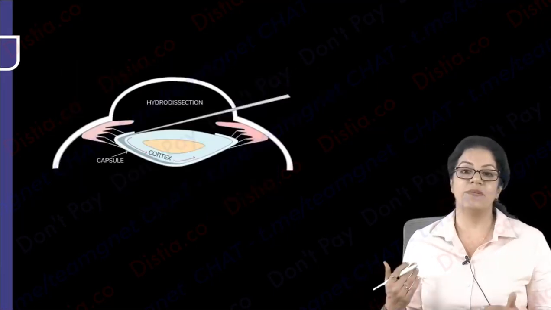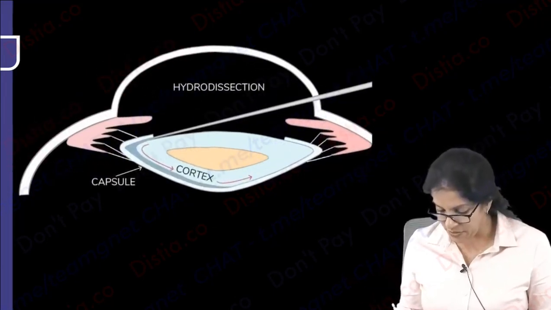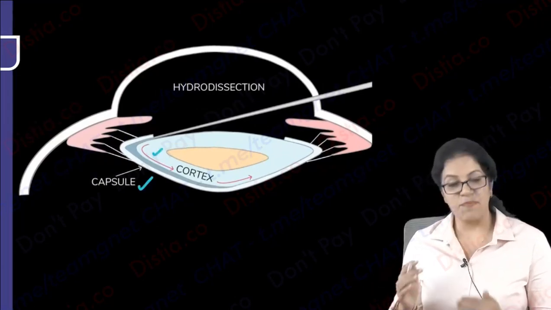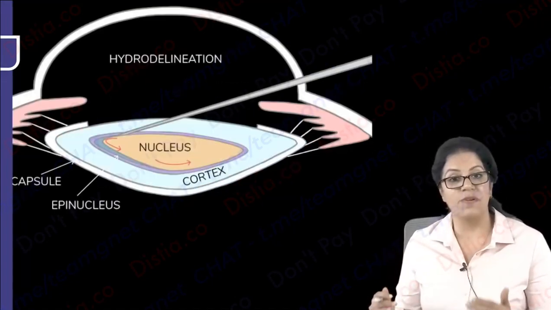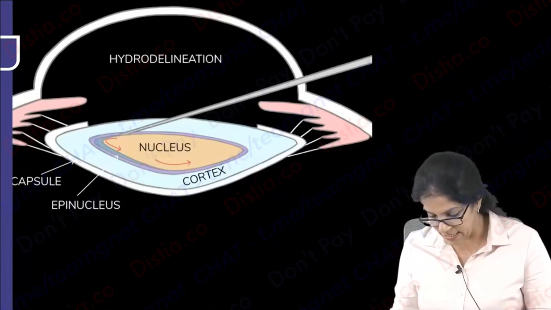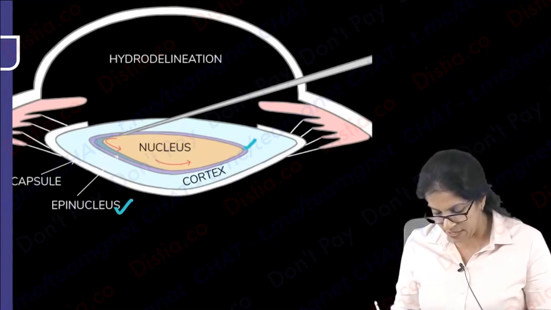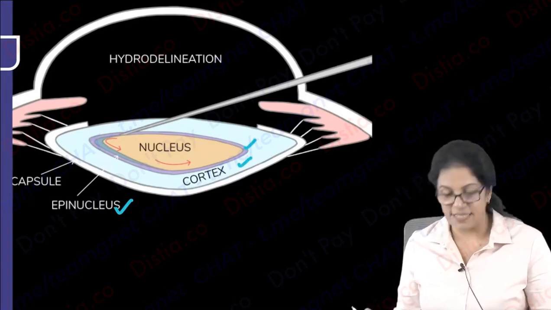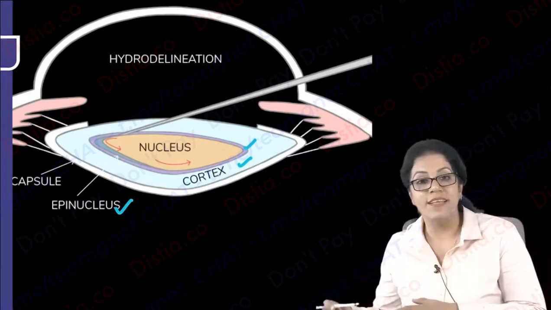Then we talk about what was hydrodissection. You are looking at hydrodissection here, where you are injecting the water between the lens cortex and the capsule, separating the capsule from the lens. Dissection, separating capsule from the lens. Now, if you are injecting the water inside, this time I am separating the epinucleus, look at the arrows, from the nucleus and the cortex. This is hydrodelineation, delineating the different layers of the lens.